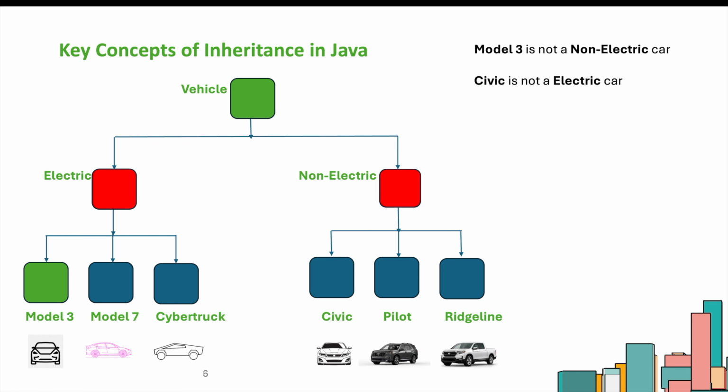In this diagram, we cannot say Model 3 is a subclass of Non-electric, because it's not directly inheriting the Non-electric class. Model 3 is not a non-electric car, so Model 3 is not a subclass of the Non-electric class. In the same way, Honda Civic is not an electric car, which means Honda Civic is not a subclass of Electric.